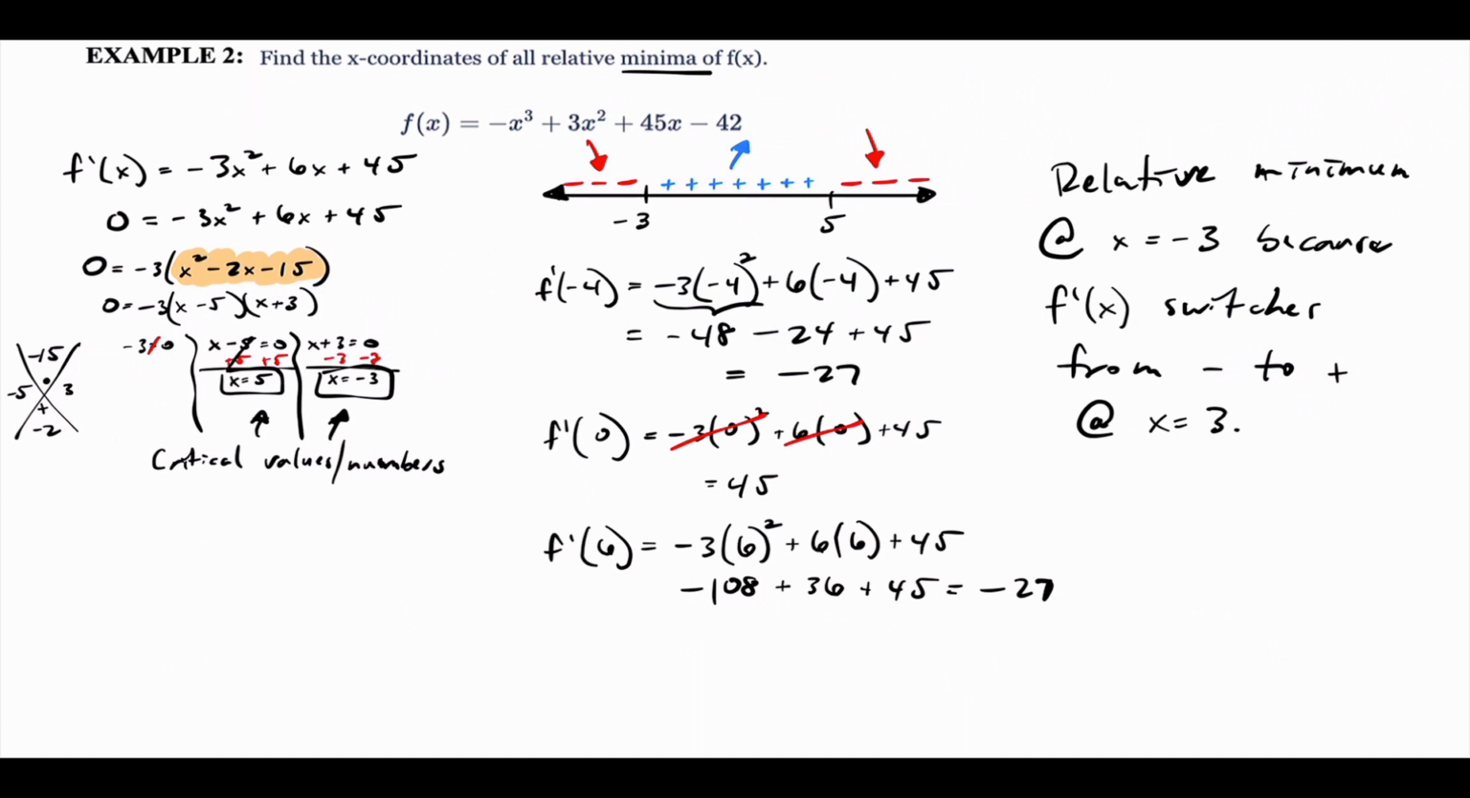Sometimes they'll ask you to justify. Free response questions, they will ask you to justify. Why? Your work is not justification. You have to explain your work. What does all of this mean? Well, because it's decreasing before -3 and increasing after -3, it has to be a minimum.